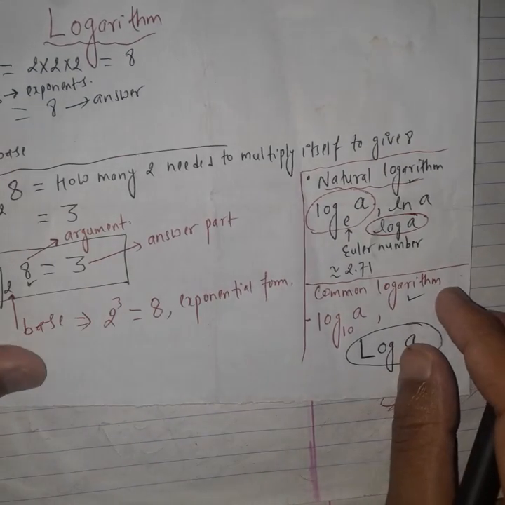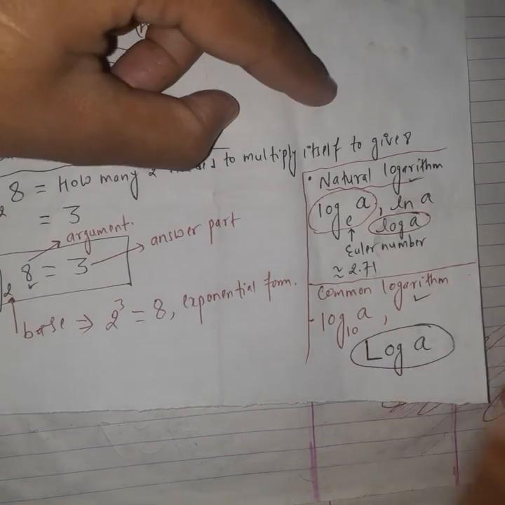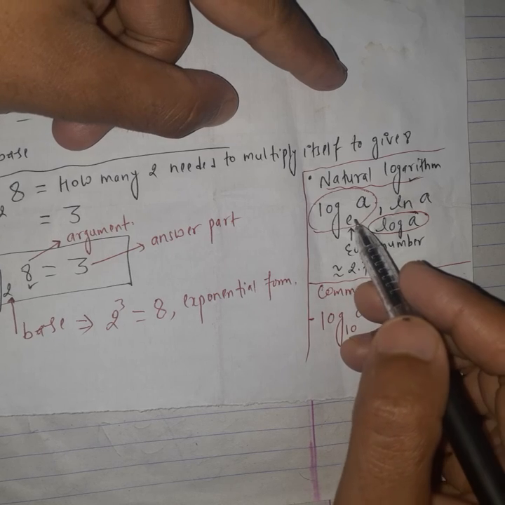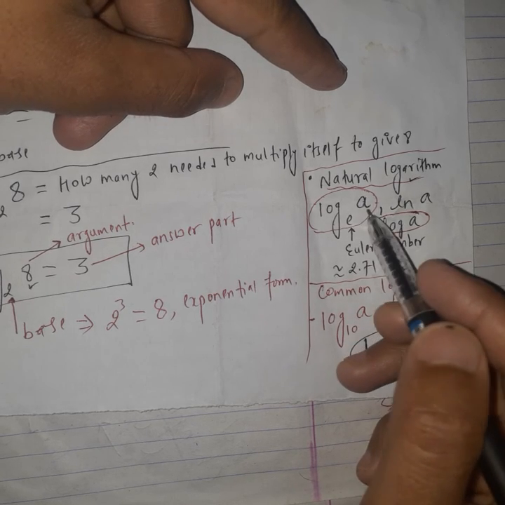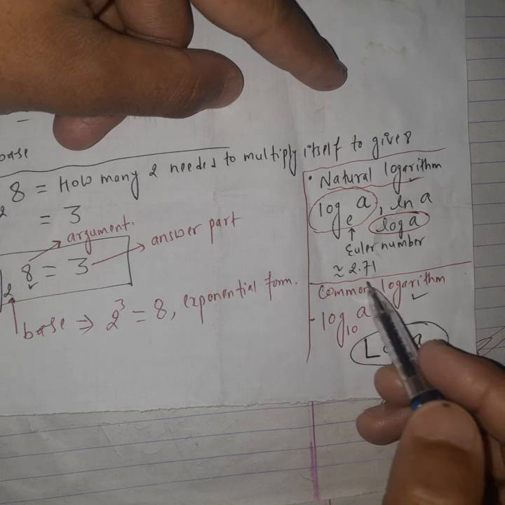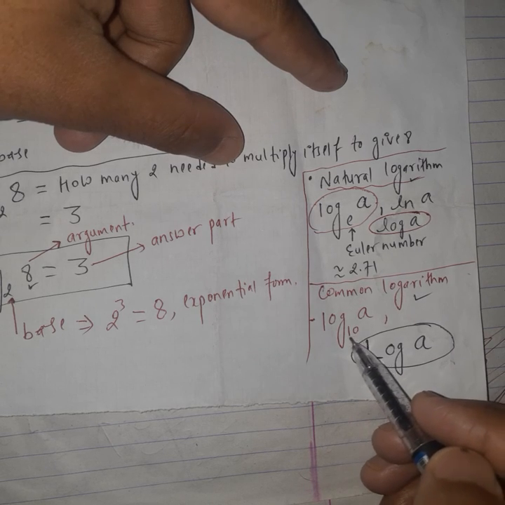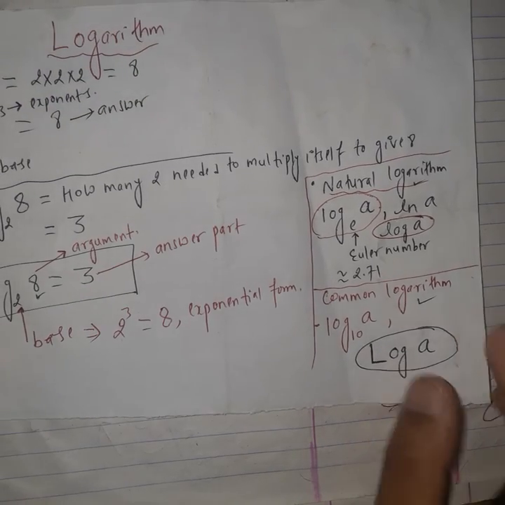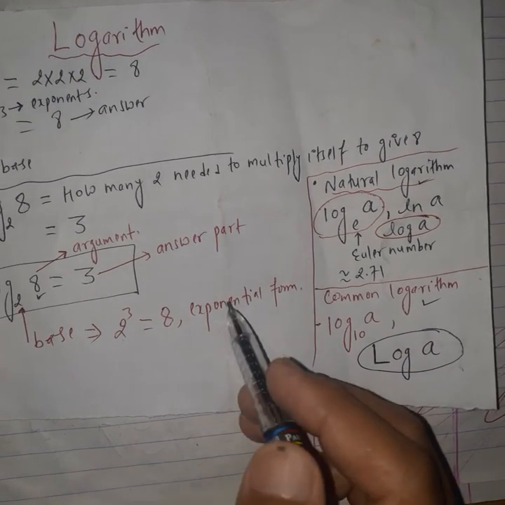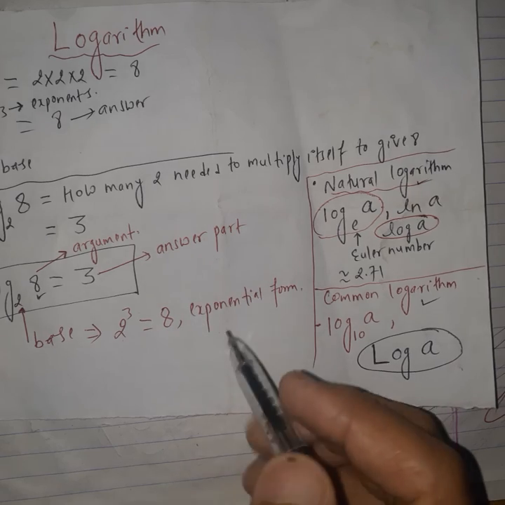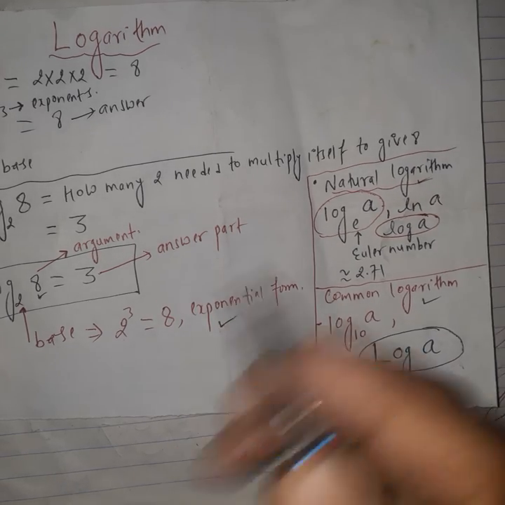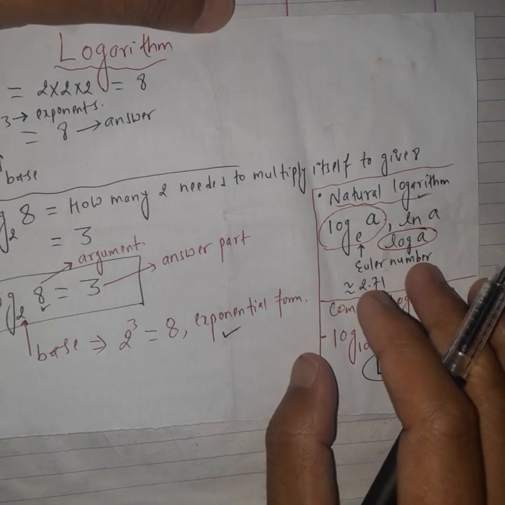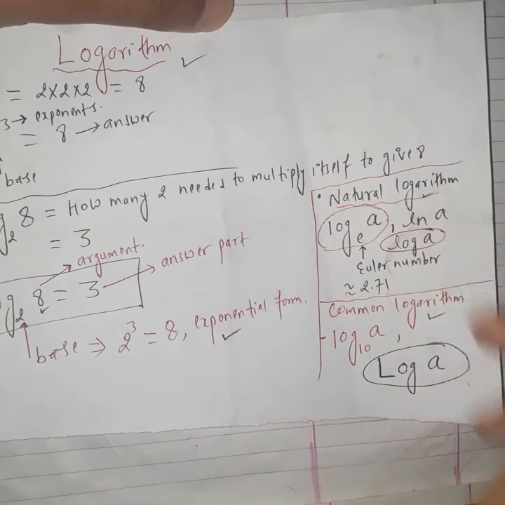These are the two special types of logarithm, categorized according to the special base. If the base is the Euler number, such a logarithm is called the natural logarithm. If the base of the logarithm is 10, such a logarithm is called the common logarithm. Remember the very important point: logarithm is the inverse process of exponents. Here we discussed a little bit about the basic concept of the logarithm.